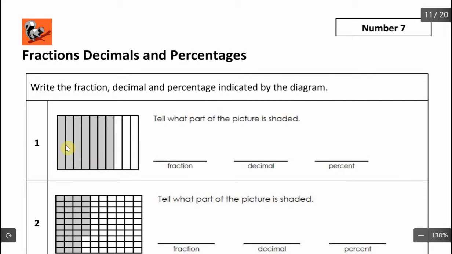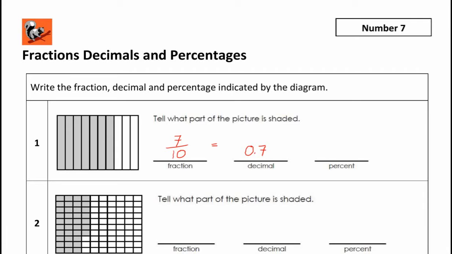So for fractions we want to have the overall amount on the denominator, so 1, 2, 3, 4, 5, 6, 7, 8, 9, 10. So 10 sections there, and 7 of them are shaded. So we've got 7/10, and that's already a fraction out of 10, so it's very easy to turn into a decimal. We've got 7/10 there, so 7 in the tenths column.